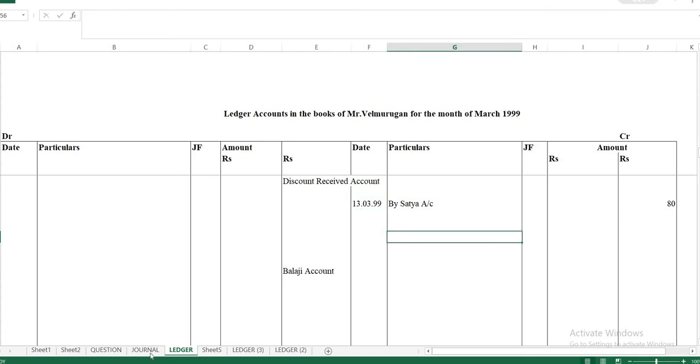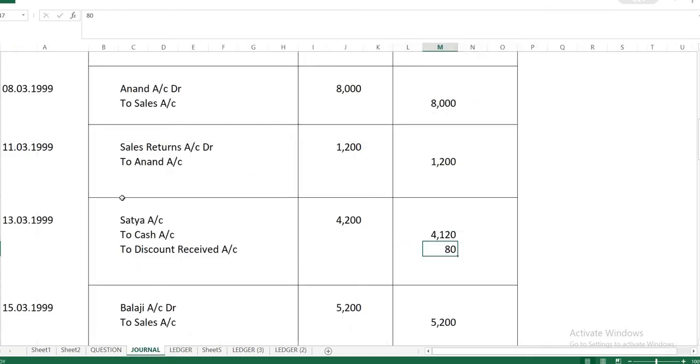Same date. Okay. So far what we have done: in Satya account, to cash account, to discount received account, I have mentioned debit, and the corresponding amount I mentioned there. In cash account, by Satya account, 4120 only is what I actually paid. So that amount has to be given, not this amount. In discount received account, what I did was again by Satya account on the credit side, I mentioned only 80 rupees there. Okay, so kindly see to it that you don't make mistakes while passing the journal entry like this, and also take care of how to post the entries.